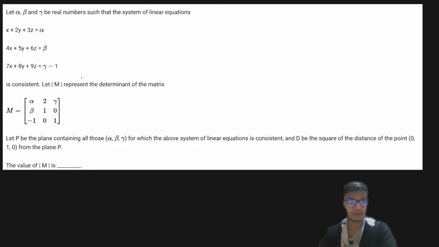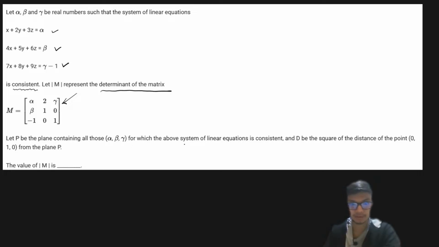Okay, so first and foremost, it's mentioned that there are 3 systems of linear equations. It says that this particular system of equations is consistent, right? And then it says that determinant of M represents the determinant of this particular matrix M over here, right? So the matrix M is given over here, and it says that let P be the plane containing all those alpha, beta, gamma points for which the above system of linear equations is consistent.